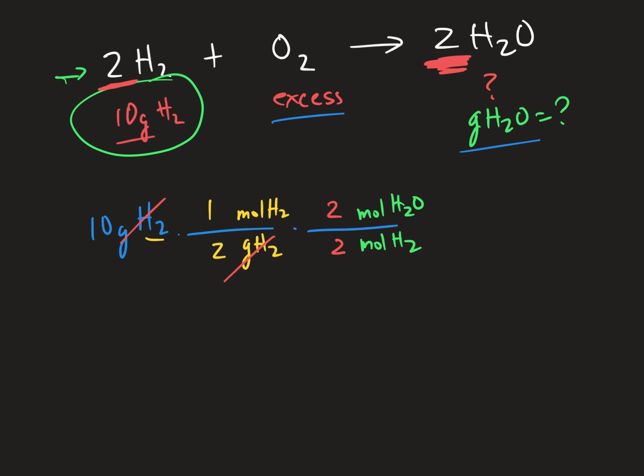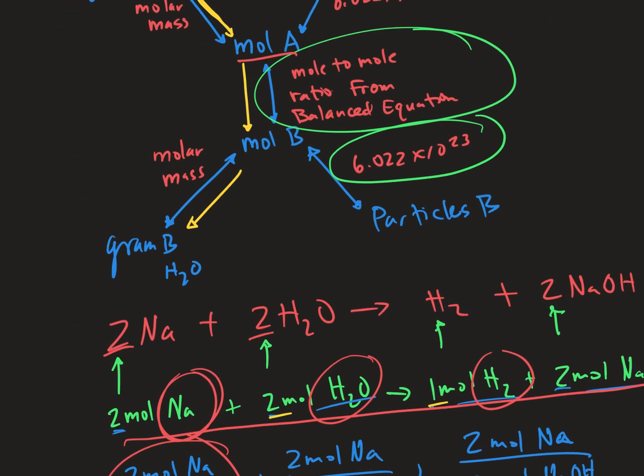Good? So here we get moles of H2 gone. Are we at grams of H2O yet? That just tells us we keep going. Look at our mole roadmap. We're right here. Oh, we've got to go to grams of H2O. How do we do that? Molar mass of H2O. What's the molar mass of H2O?